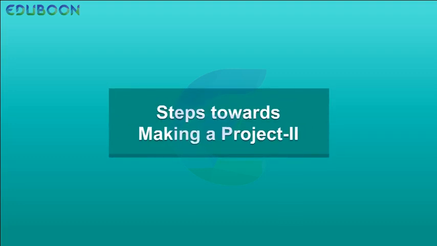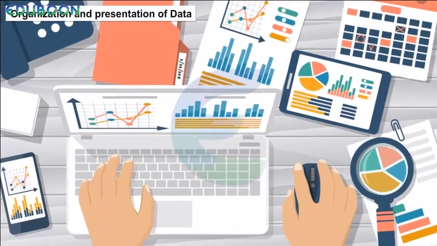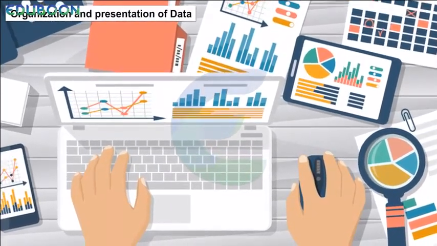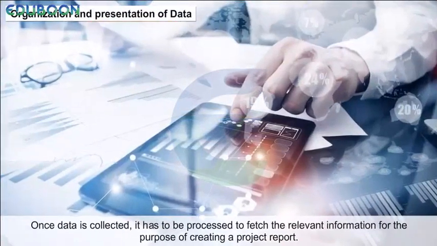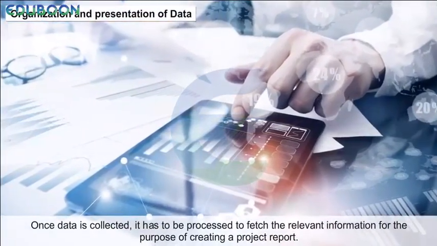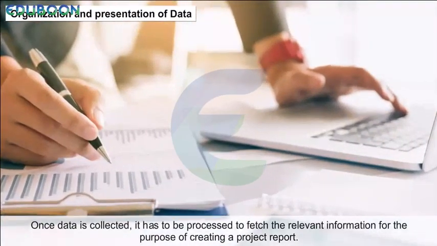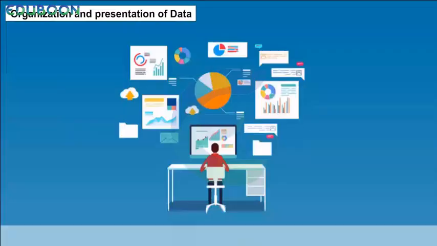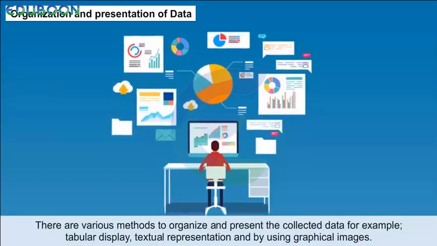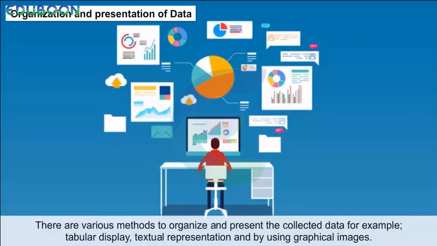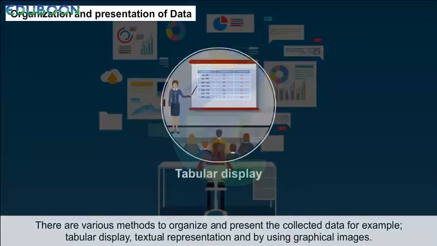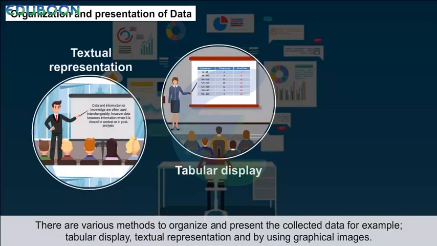Steps towards making a project. 2. Organization and presentation of data. Once data is collected, it has to be processed to fetch the relevant information for the purpose of creating a project report. There are various methods to organize and present the collected data. For example, tabular display, textual representation, and by using graphical images.